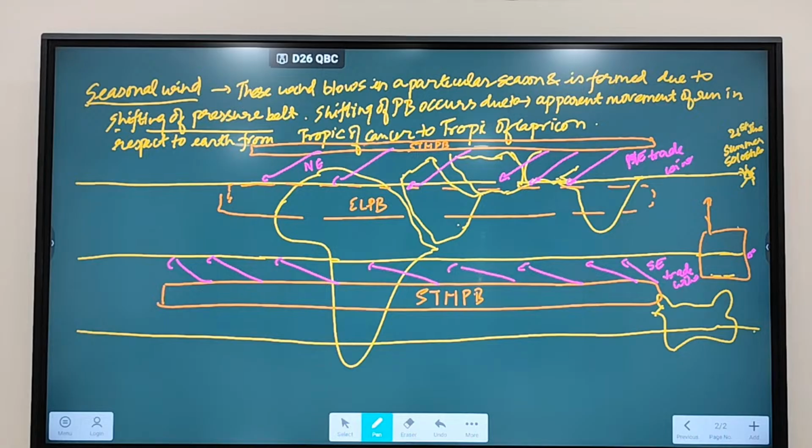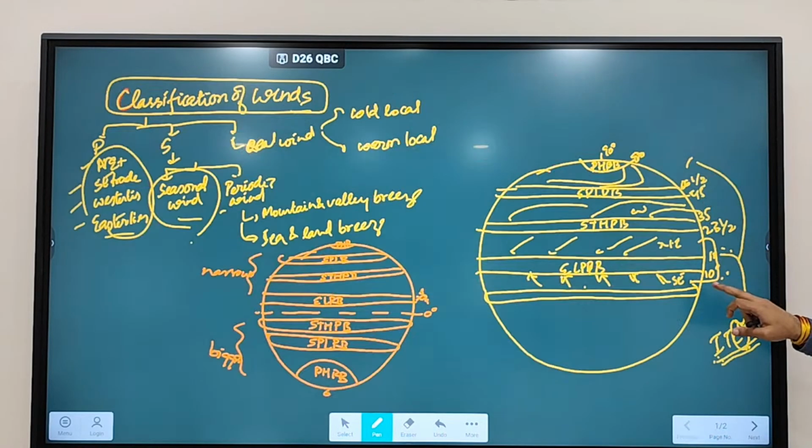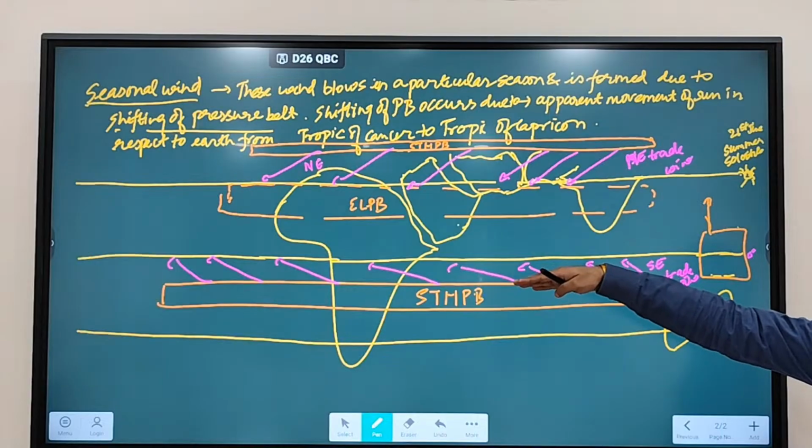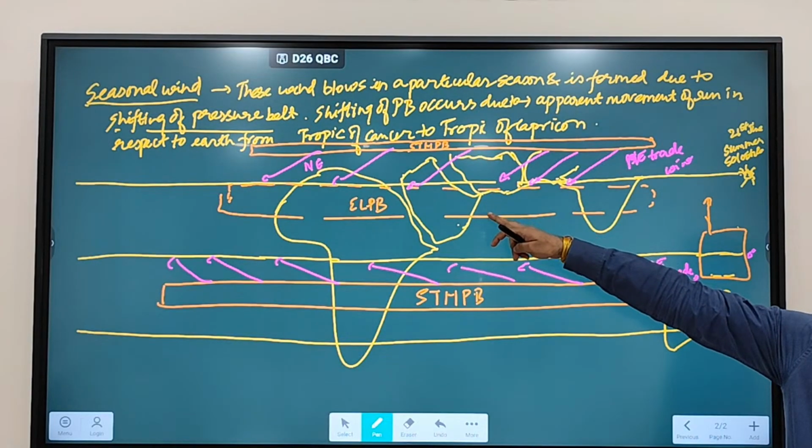Now what will happen when this wind crosses the equator? The southeast trade wind has to reach the equatorial low pressure belt. Why? Because we discussed the meeting point of the northeast trade wind and southeast trade wind is the equatorial low pressure belt, and this zone is referred to as the Intertropical Convergence Zone. So winds are converging at the equatorial low pressure belt. Fine. So this wind has to reach this region, the equatorial low pressure belt region.